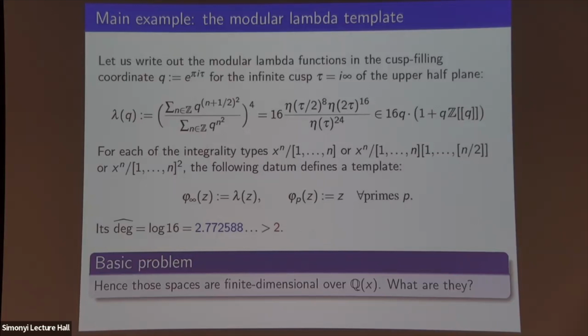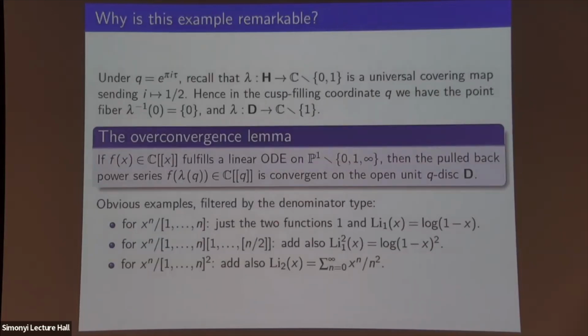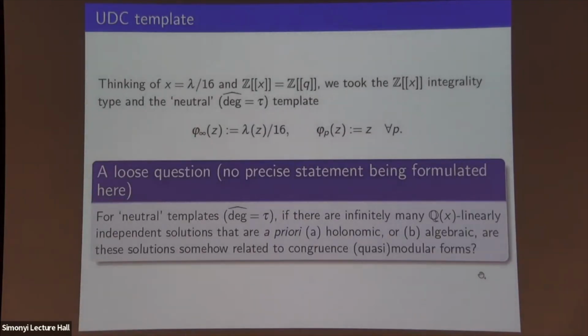Okay, so the basic problem is, I think I stated the expected solutions. And now this was the point about the borderline case. I will not ask a precise question, but if we have the borderline, where the arithmetic degree is exactly equal to the tau, then there will be many formal solutions, but they will not have any holonomic structure if we restrict to a priori holonomic ones or a priori algebraic ones.